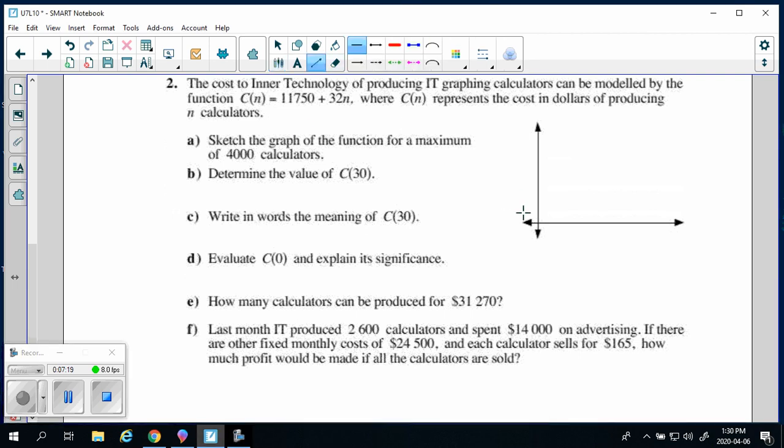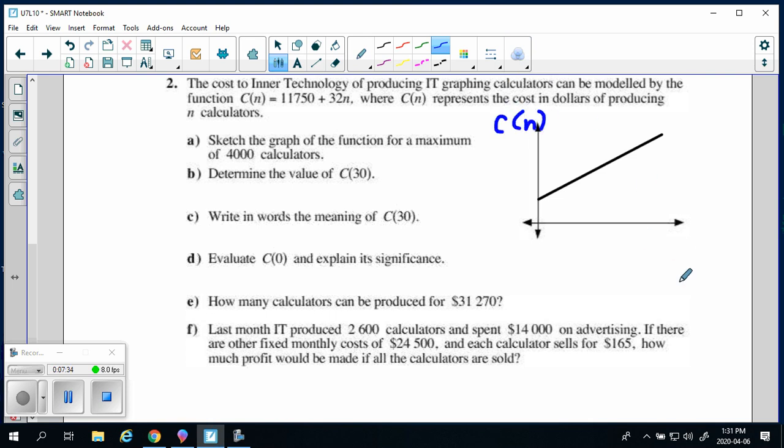Question 2, your graph is going to look like this, and it's going to have a very large scale. So if this is the cost in terms of n, and this is n over here, then your y-intercept is very, very large. It's actually that.